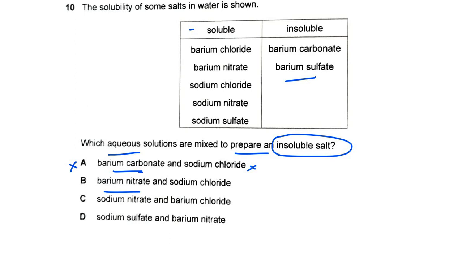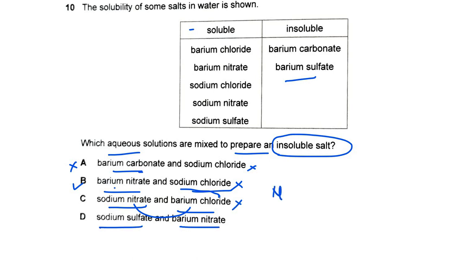Barium nitrate, sodium chloride, can we do? No, because when you put barium nitrate and sodium chloride, what will happen? It will form barium chloride and sodium nitrate. Barium chloride is soluble, so you don't want that. What about option C? When you mix sodium nitrate and barium chloride, what will it give you? It will give you sodium chloride and barium nitrate. Barium nitrate is soluble, so it is not.